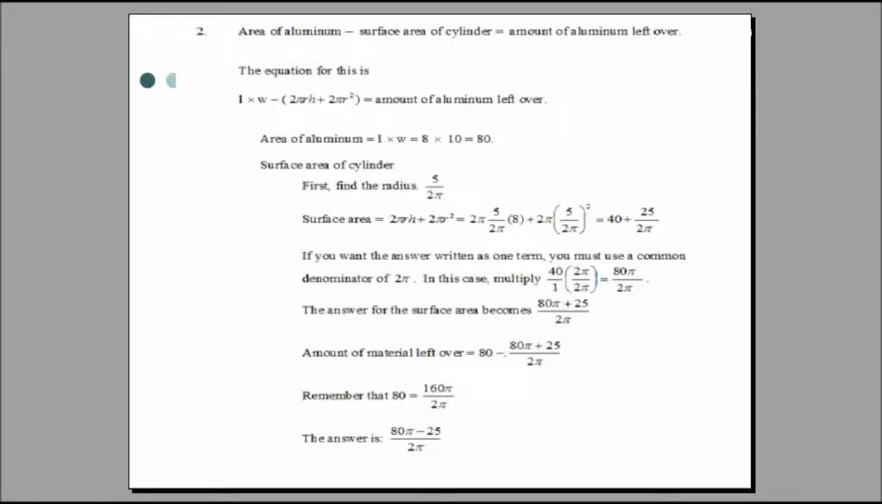The area of the aluminum is length times width equals 8 times 10, which is 80. Now find the surface area of the cylinder. For this one, the radius is 5 over 2 pi. The surface area is 2 pi rh plus 2 pi r squared. This gives us 2 pi times 5 over 2 pi times 8 plus 2 pi times 5 over 2 pi squared, and that will equal 40 plus 25 over 2 pi.